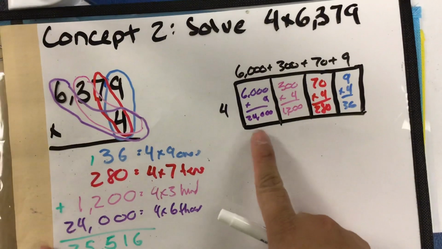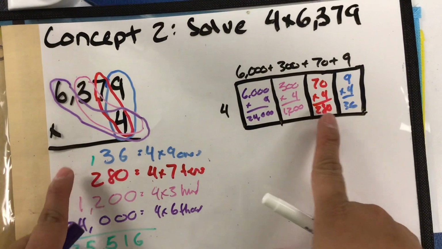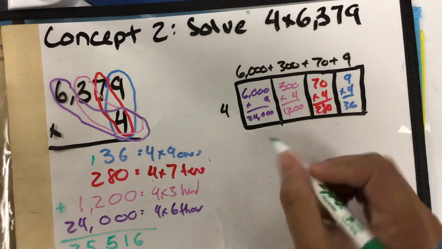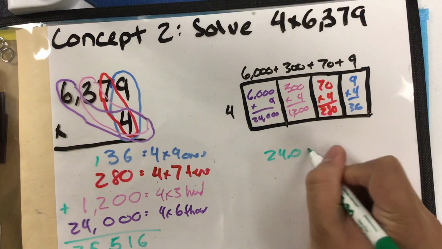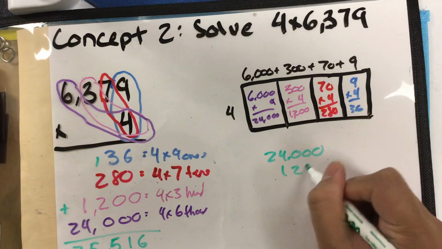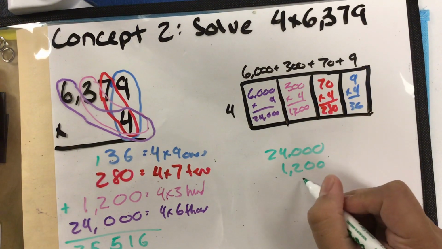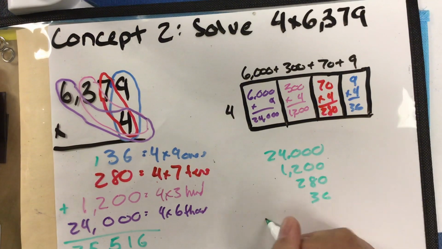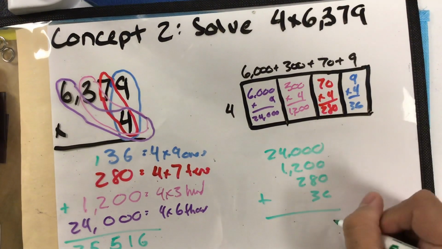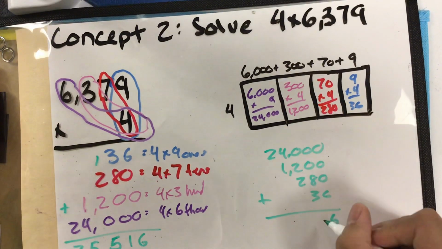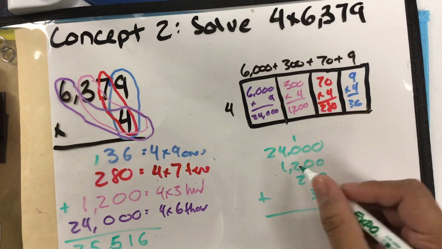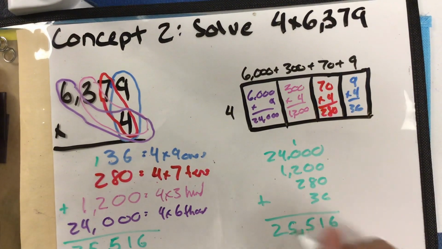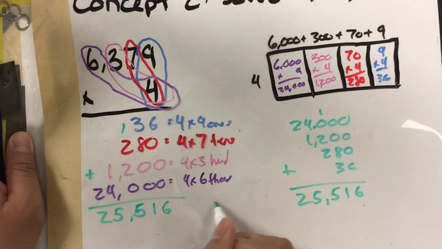Look, our numbers are the same: 24,000, 1,200, 280, and 36. So now we just need to add them all up together. And it's important to write all of your numbers so that the units align. 0 plus 0 plus 0 plus 6 is 6. 0 plus 0 plus 8 plus 3 is 11. 1 plus 0 plus 2 plus 2 is 5. 4 plus 1 is 5. 2 plus nothing is 2. So look, our answers are the same.